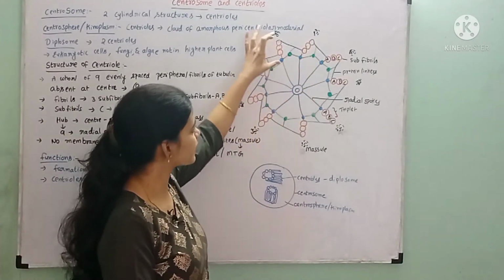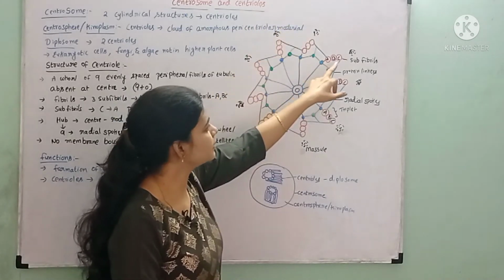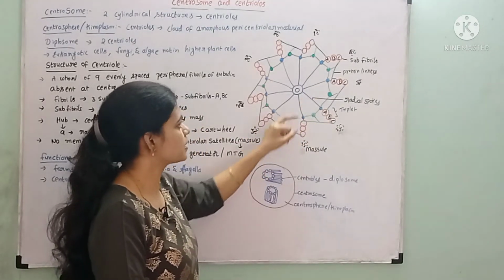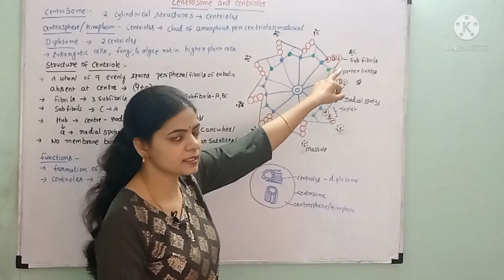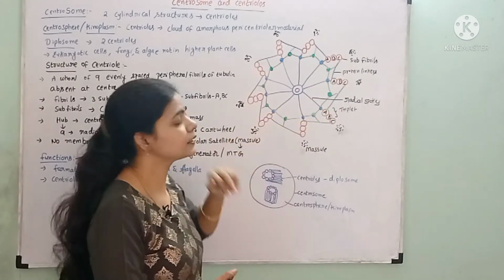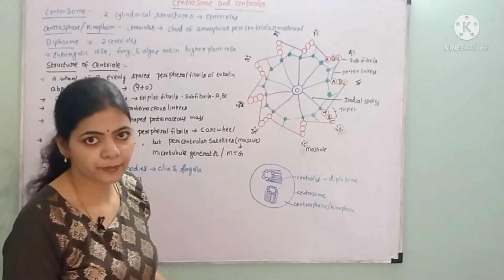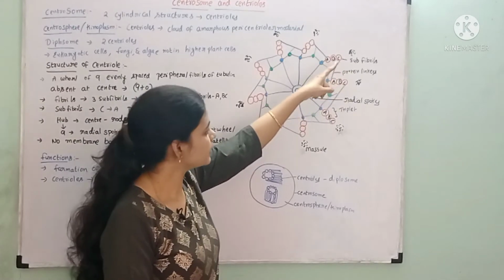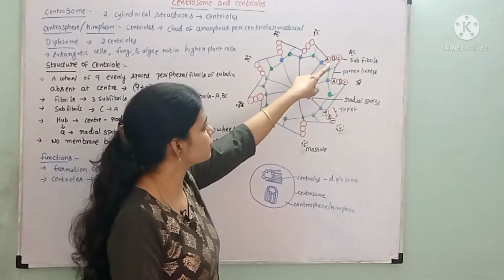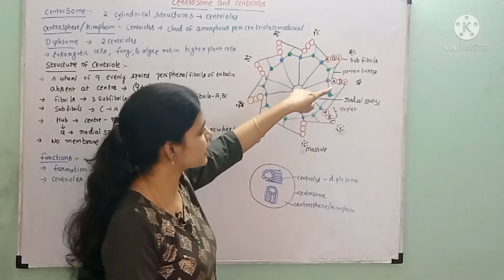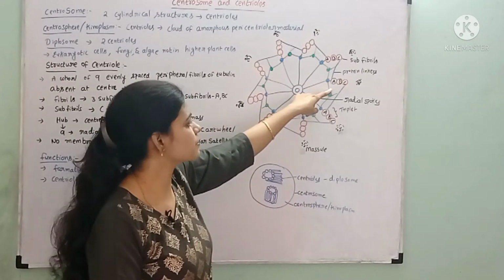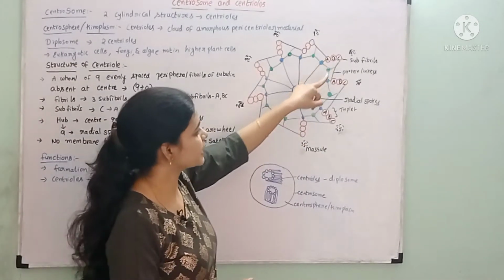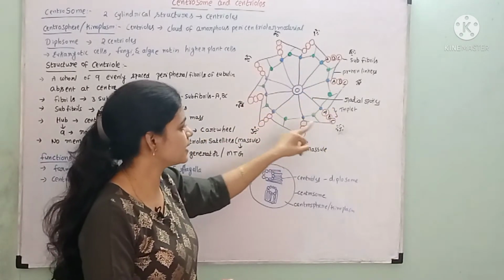This is an individual fibril, right? Each fibril contains 3 subfibrils, which are named A, B, C. How many subfibrils are present in each fibril? 3 subfibrils, named A, B, C. And subfibril C is connected to the subfibril of the adjacent fibril, that is A, by means of protein linkers. So the C is connected to A, again here the C is connected to A, by means of protein linkers.